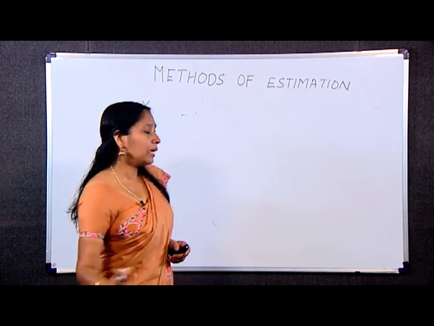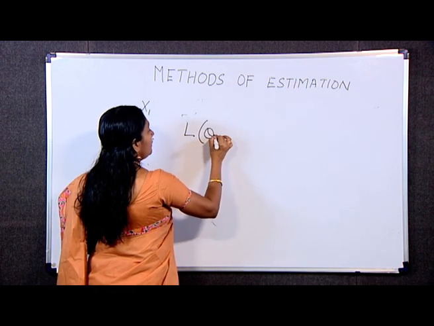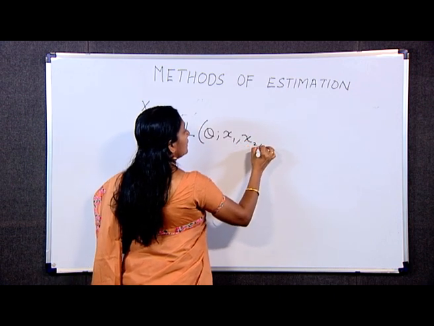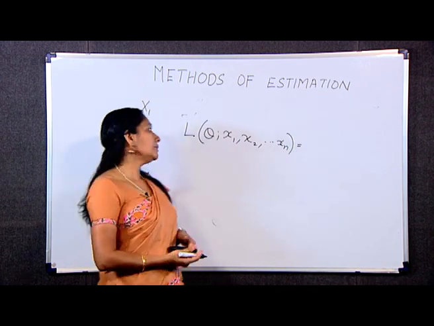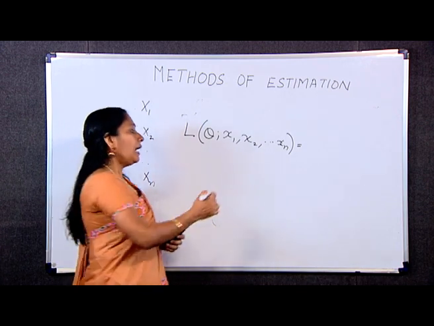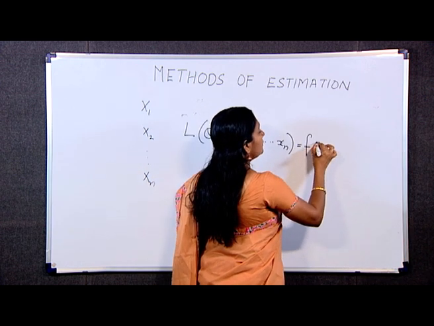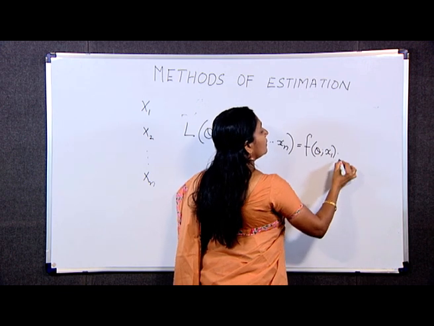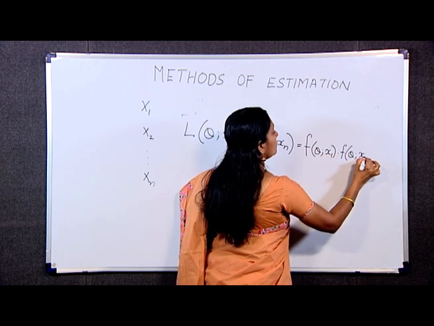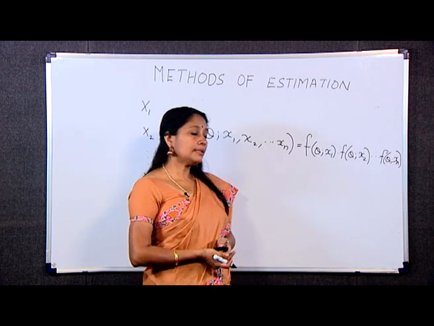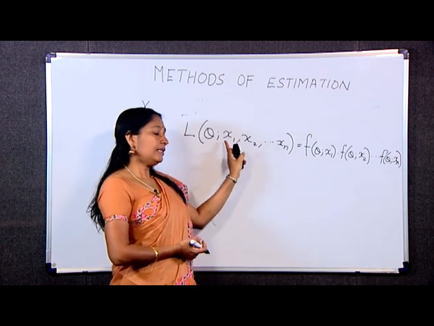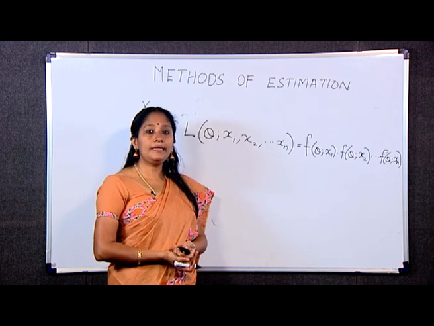Hence, the likelihood function L(theta; x1, x2, ..., xn) is equal to the joint PDF of the sample x1, x2, ..., xn, and it is equal to f_theta(x1) times f_theta(x2) times ... f_theta(xn). It is the product of f_theta(x1), f_theta(x2), ..., f_theta(xn), because these samples are independent and identically distributed.